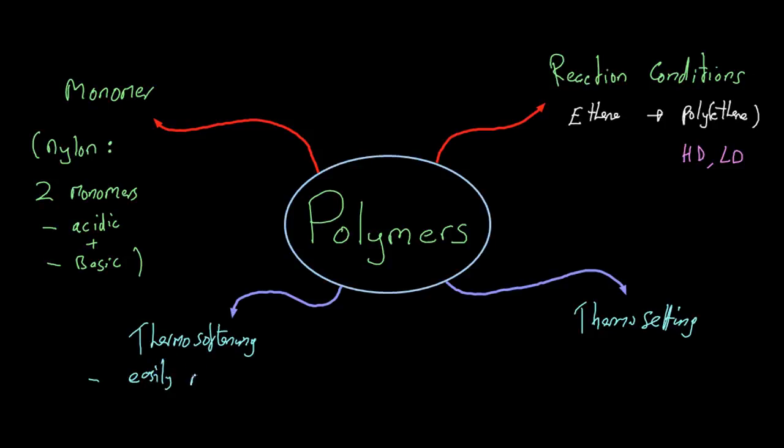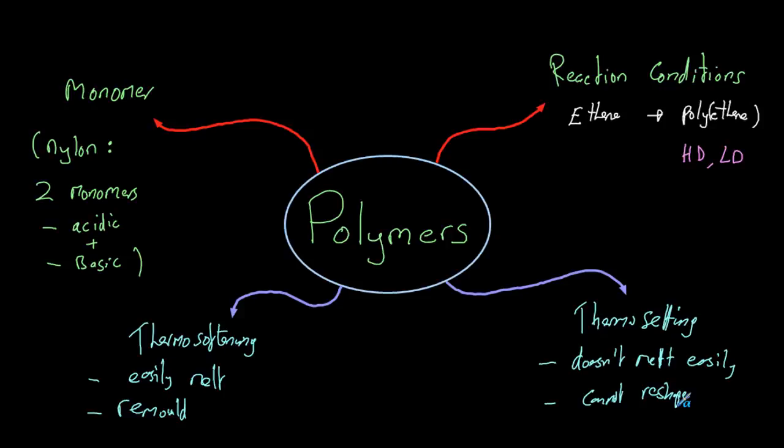So it will easily melt when we heat it, and then if we want to reshape it, we can remold them. So you can remold them into whatever shape you like. A thermosetting polymer is way stronger. It resists heat a lot more, so it doesn't melt easily. We'd have to raise it to a really high temperature. Doesn't melt easily, and so cannot reshape.